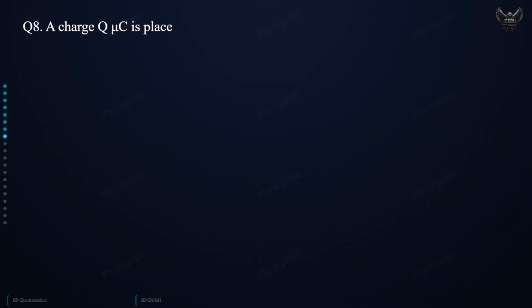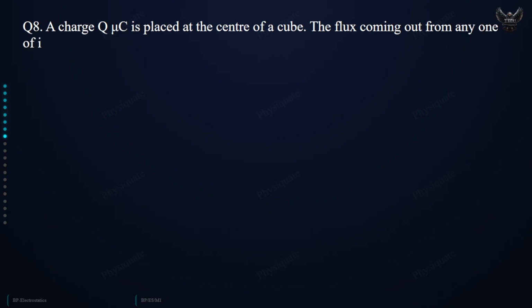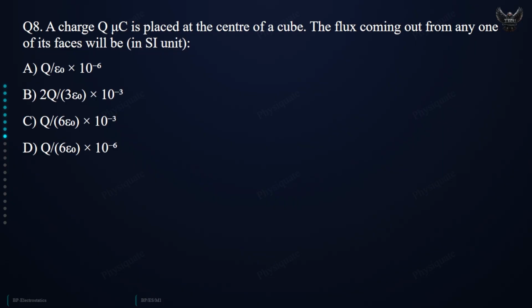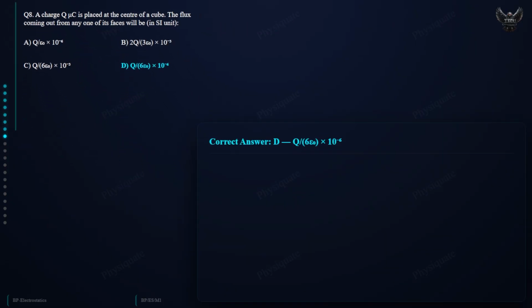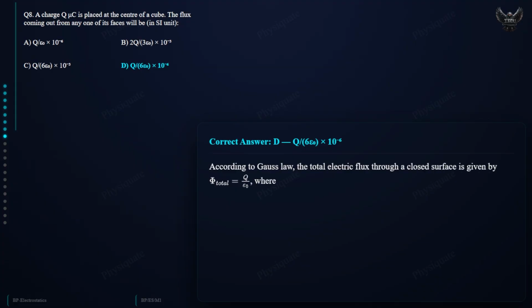Question 8. A charge Q microcoulomb is placed at the center of a cube. The flux coming out from any one of its faces will be, in SI unit. Correct answer is option D. According to Gauss' law, the total electric flux through a closed surface is given by phi total equals Q divided by epsilon 0, where Q is the charge enclosed by the surface.